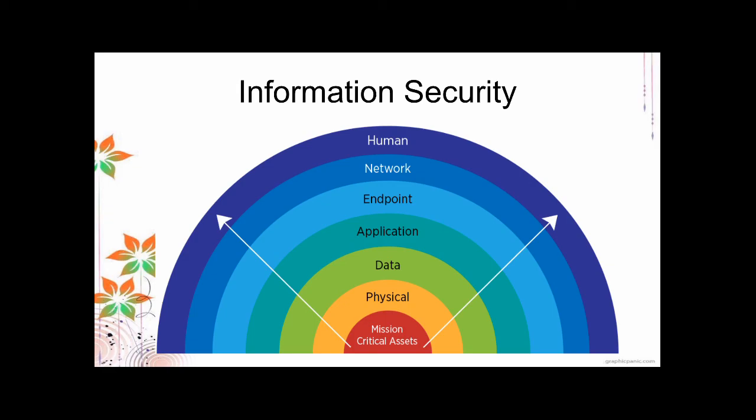So here are the 7 levels of information security. Of course, the human level. Then the next, the network. Endpoints are the terminals. These are the computer terminals that have access. Applications: what are the applications that can open your files. Then how your data are encrypted, and of course, the physical memory. Where is the database located in your organization? And of course, those are your critical assets. So these are the layers of your information security.